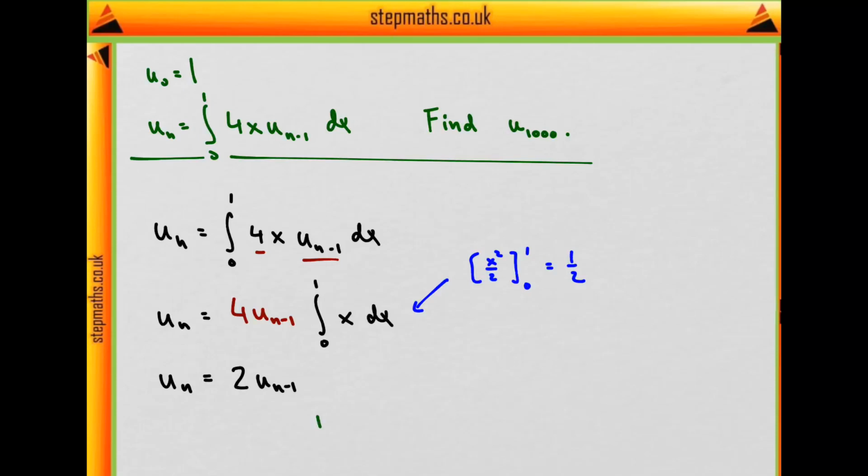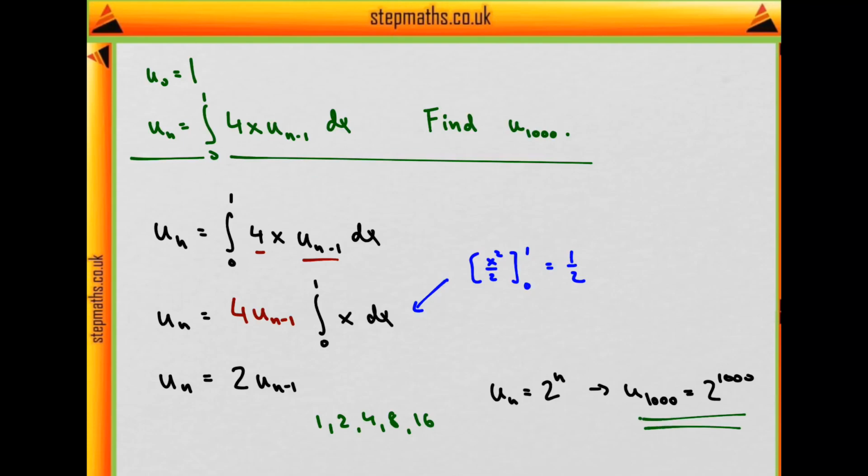So the first term is 1, then we have 2 times 2, 4, 8, 16, and you can probably see the pattern already. Un is 2 to the n, which means that u of 1000 is going to be 2 to the power of 1000. And that's our final answer, and in the exam, it was option A.